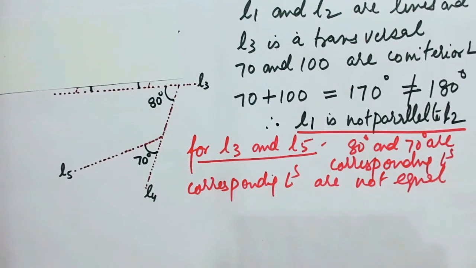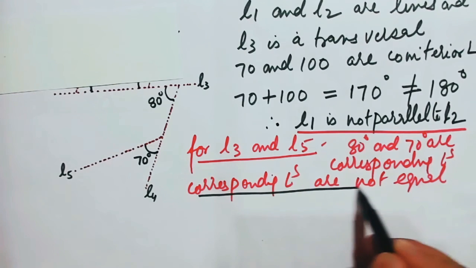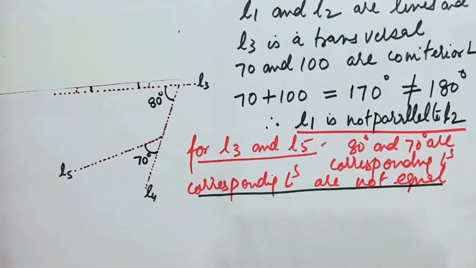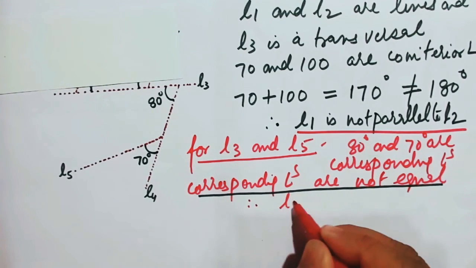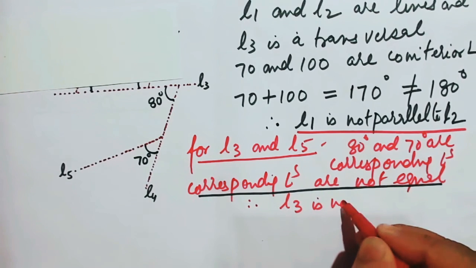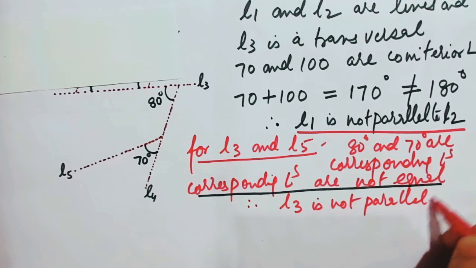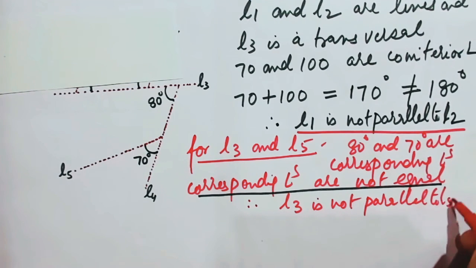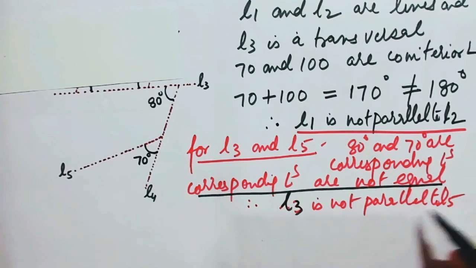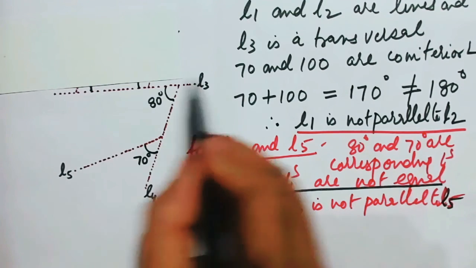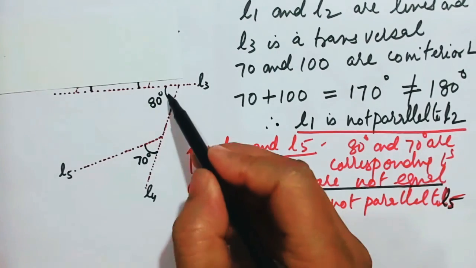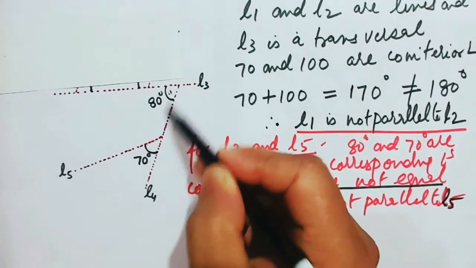So when the corresponding angles are not equal, therefore L3 is not parallel to L5. The line L3 is not parallel to L5 because these two corresponding angles are not equal.